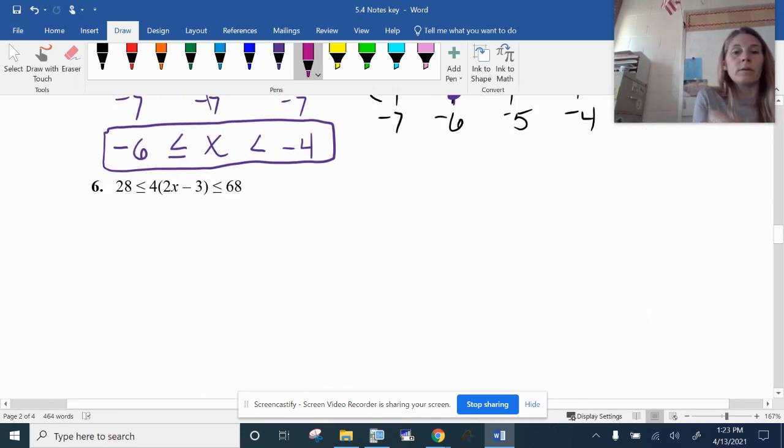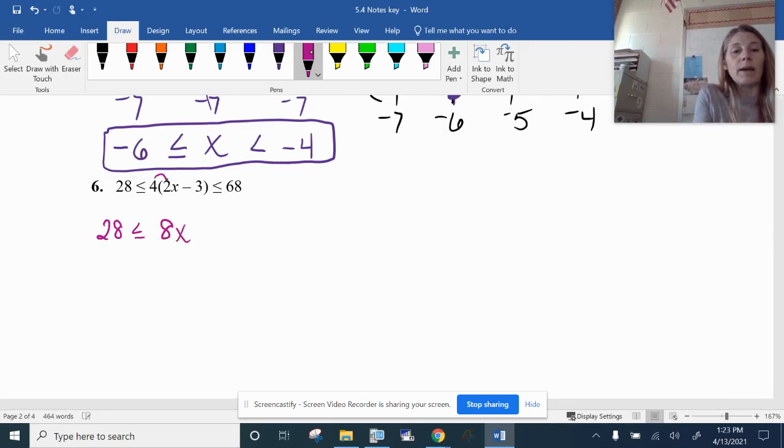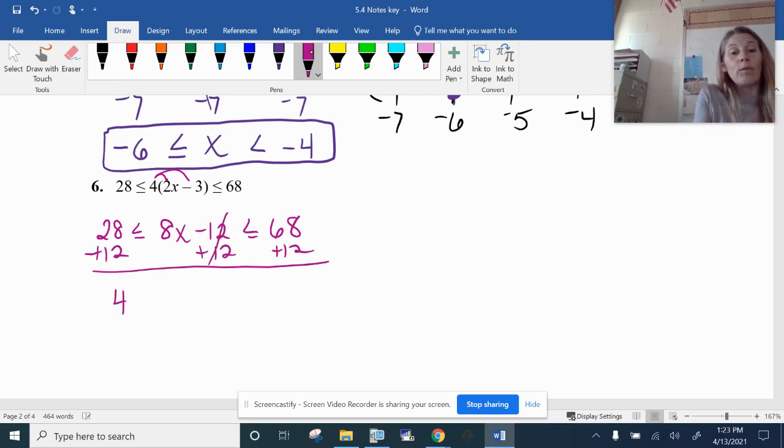So this time I want to distribute to get rid of those parentheses in the middle. So 4 times 2 is 8x, and 4 times the 3 is the 12. Now we're going to work on getting this 8x isolated. So we're adding 12 to the center, the left, and the right. So I have 40 is less than or equal to 8x, which is less than or equal to 80.